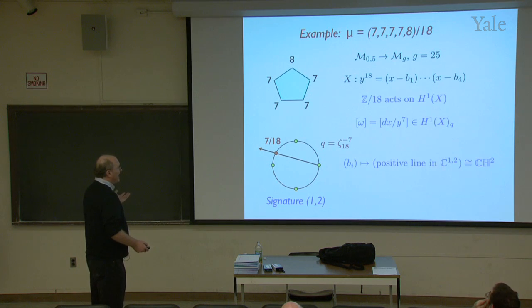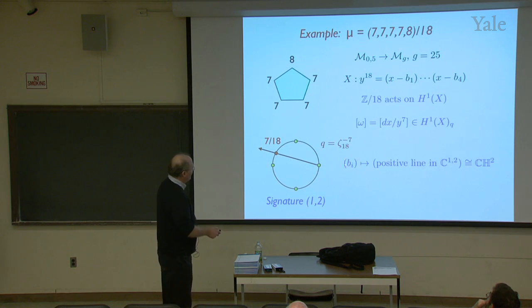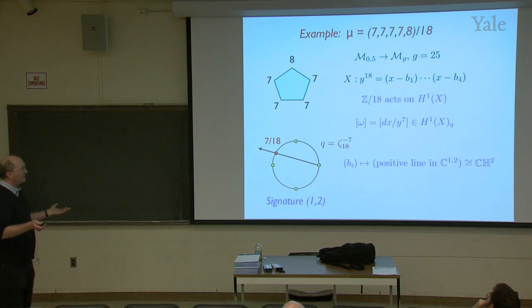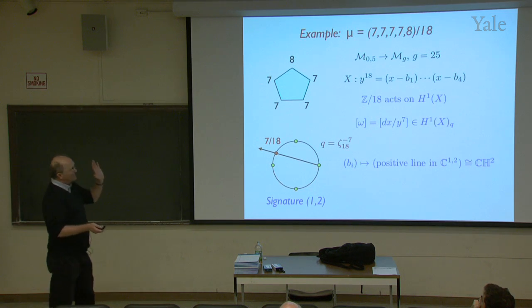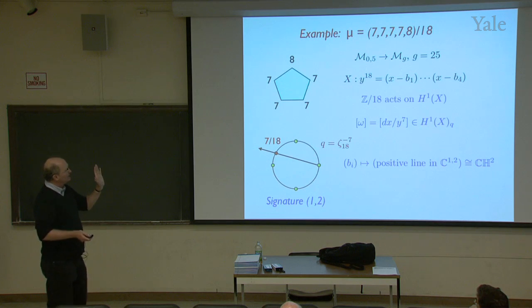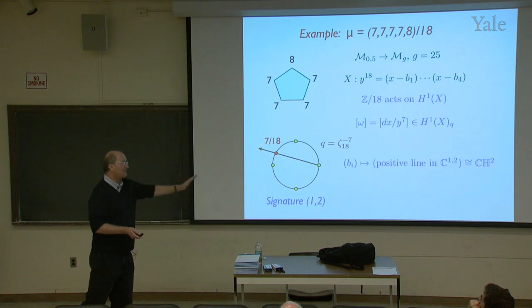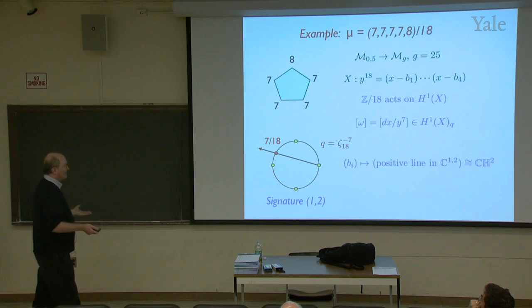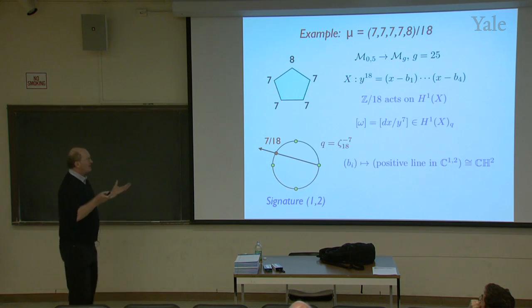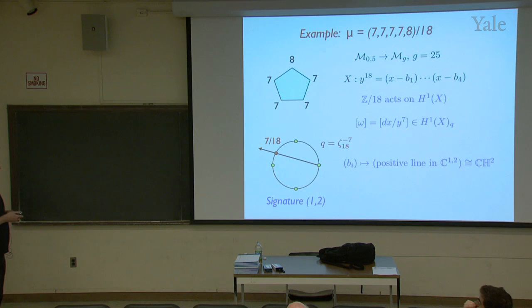And so now here's the map. You simply send the configuration of points to the corresponding positive line in C^{1,2}. The space of positive lines in C^{1,2} is a model for complex hyperbolic 2-space. And so that gives a local map from the configuration of 5 points on the sphere to complex hyperbolic space. It turns out to be a local homeomorphism. Pull back the metric. That endows the moduli space of 5 points on the sphere with a complex hyperbolic metric.